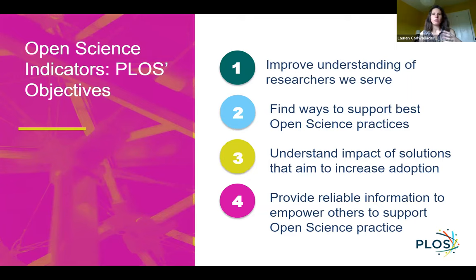So looking at what infrastructure, say, different communities use, and responding to that accordingly, so we can make sure that our solutions really work for them and that we're not employing solutions that only work for a specific subset of our authors. So we're really trying to use this indicators project to create better evidence-based decisions around how we can support and enable authors to adopt open science practices.